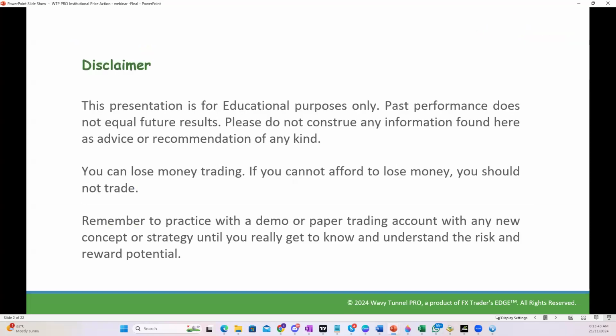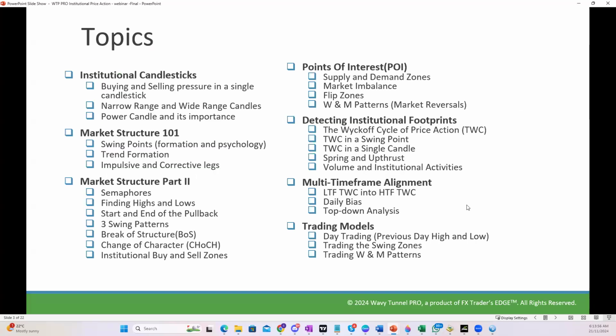So let's start with the disclaimer as usual. The presentation is for educational purposes only. And remember to practice with a demo trading account with any concept or strategy until you really get to know and understand the risk. Our actual price action course involves so many topics, so I'll just give you a very high level view of what topics that course involves.